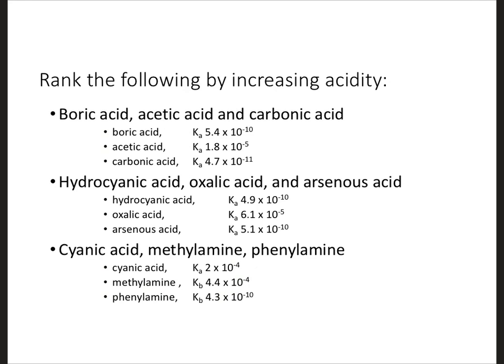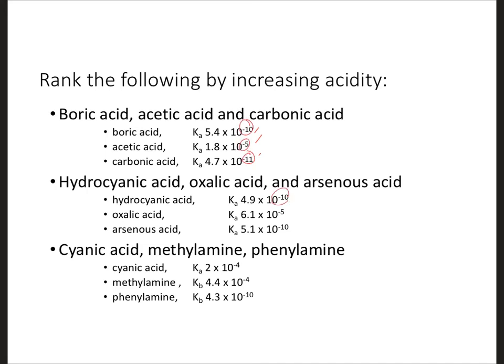So now we've given you the actual Ka values, and we're asking you to rank these. If we have boric acid, acetic acid, and carbonic acid, and we've given you all of the Ka values, then we're going to compare those values to figure out what is the strongest acid. So really we're looking for the number that's going to be closest to 1. If all we have are different exponents here, then we can do that.